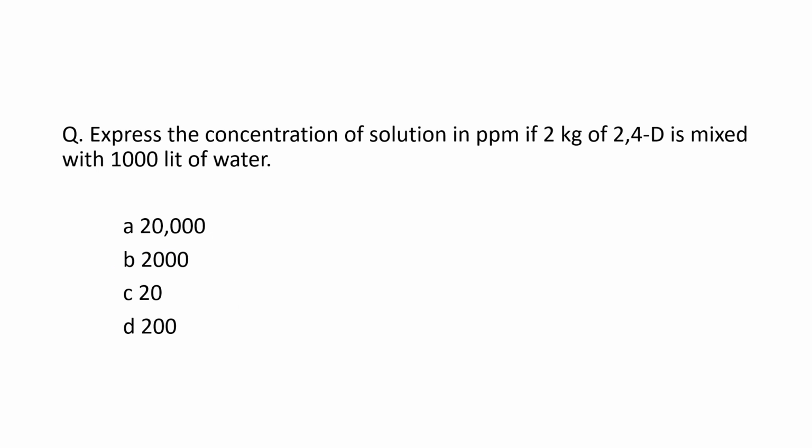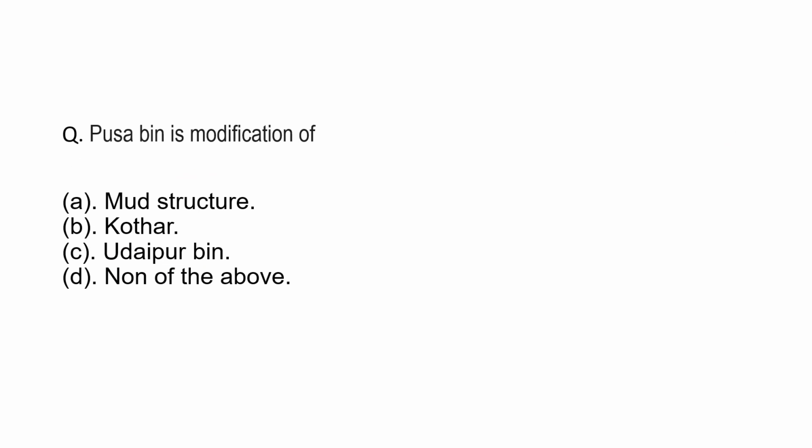The next question is, express the concentration of solution in ppm if 2 kg of 2,4-D is mixed with 1000 liter of water. The right option is B, 2000. Next, Pusa Bean is a modification of the structure. The right option is A, of the mud structure.